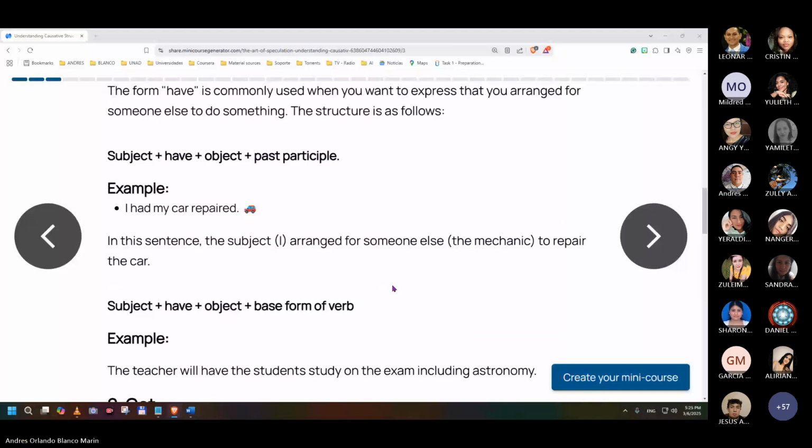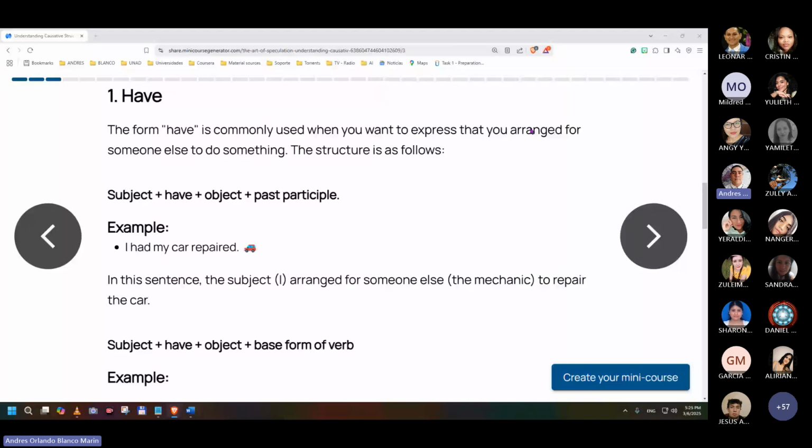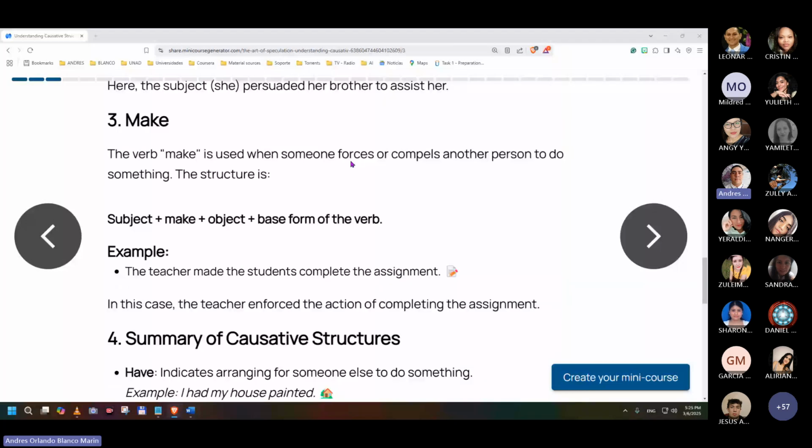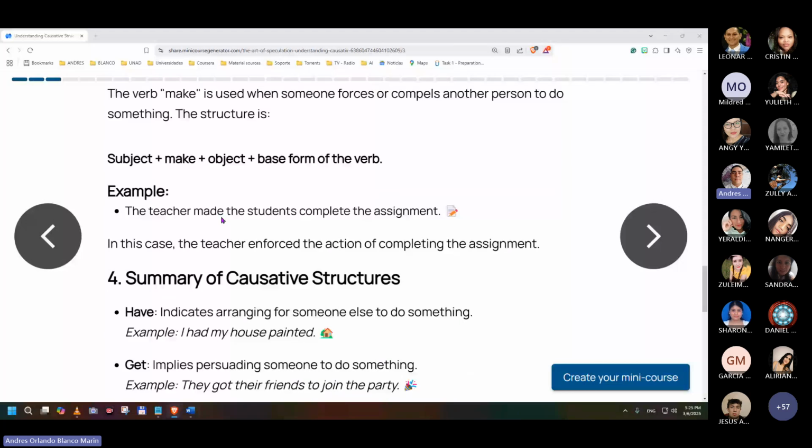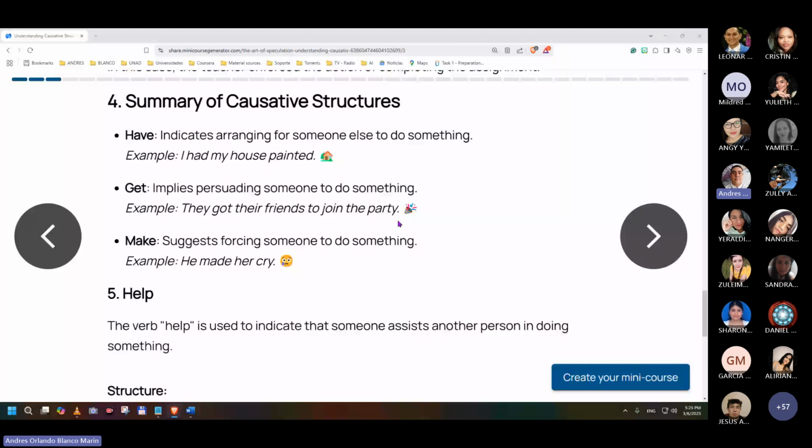Have is an arrangement here, because we have rules of conduct for the course, we have a syllabus, we have an agreement. But here with make, I'm forcing the students. If you don't do this assignment, I'm going to give you a 0 for the whole semester. So I'm forcing you. The teacher made the students complete the assignment. So the intention is different.